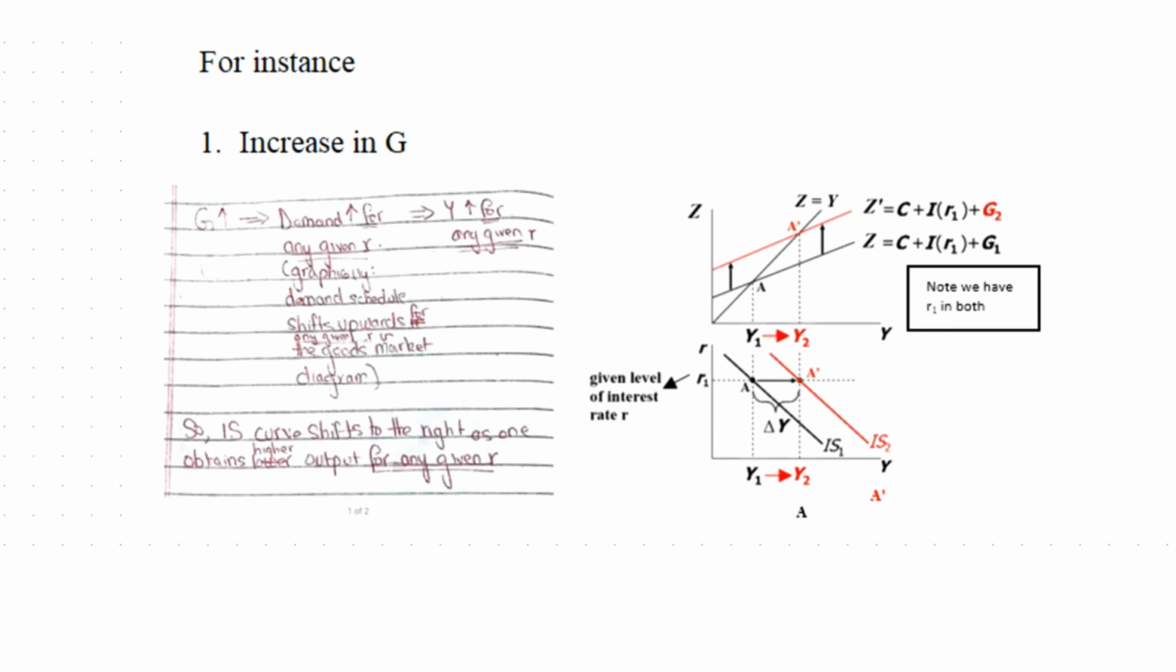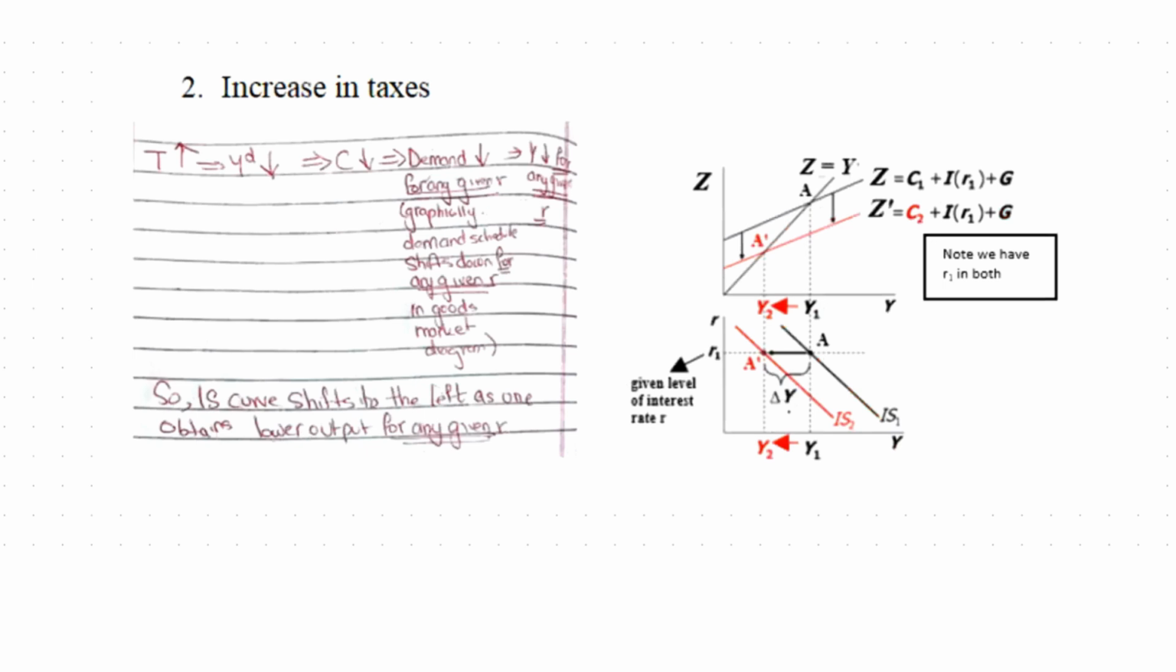And if you look at an increase in taxes, we can see that output decreases for any given R. We saw it for R1, but if we take this level of interest rate, we can see output goes down. For this level of interest rate, output goes down. So for any given level of interest rate, since we have lower output now, the IS curve shifts towards the left.